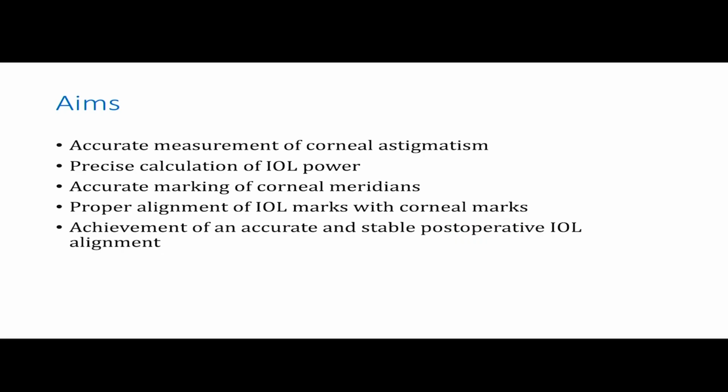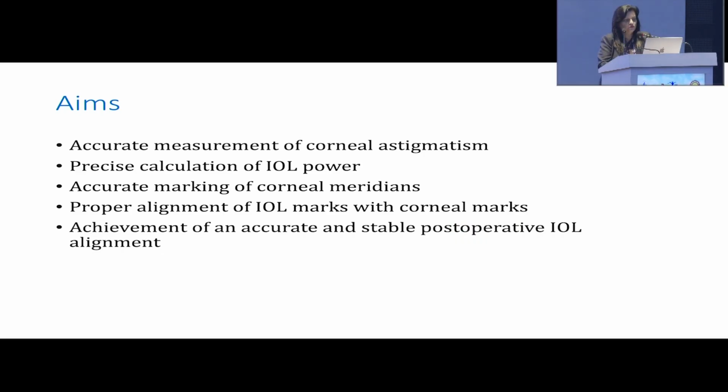I would be talking to you about toric IOLs in difficult situations. The aim for toric intraocular lenses, and the problems whenever you implant them, especially in difficult situations, could be sometimes assessment of corneal astigmatism, like when you have a corneal opacity. A precise calculation of IOL power, accurate marking is important, proper alignment is important, and achievement of an accurate and stable post-op IOL alignment is required.